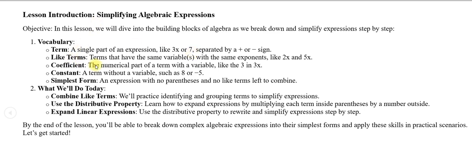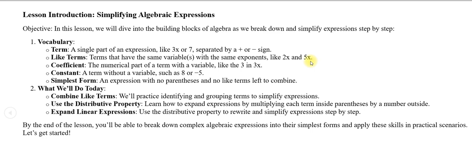We're going to talk about like terms. Like terms have the same variable. They use the same exponents. So something like 2x + 5x: they both are using the same variable, so they would be considered like terms, meaning that they'll go into the same bin. And we'll talk about that more throughout this lesson.